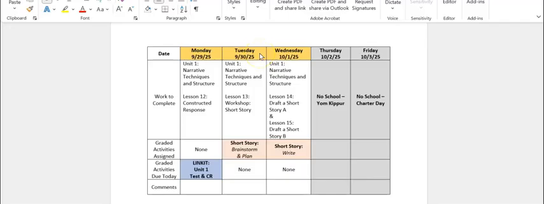So then Tuesday the 30th, we will start working on our short story assignment, Unit 1 Lesson 13 workshop short story. We'll brainstorm and plan. Wednesday, October 1st, we'll do lessons 14 and 15, draft a short story A and B, and we will write our short stories. Then Thursday, October 2nd, and Friday, October 3rd, we are off, no school for those 2 days.